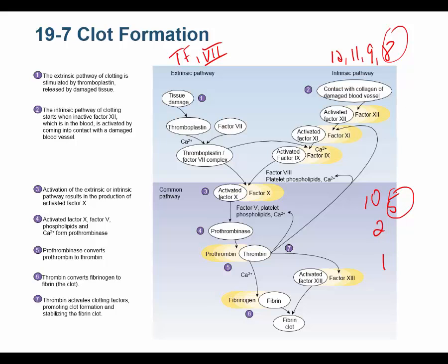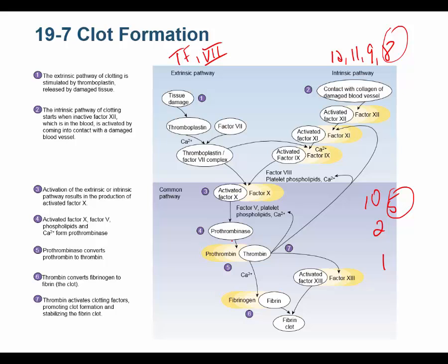8 and 5 are actually not enzymes, just so you know. They're not enzymes like the rest of these. They are cofactors. They're very important cofactors, but they're not enzymes. And 8 belongs to the tenase complex, and 5 belongs to the prothrombinase complex.